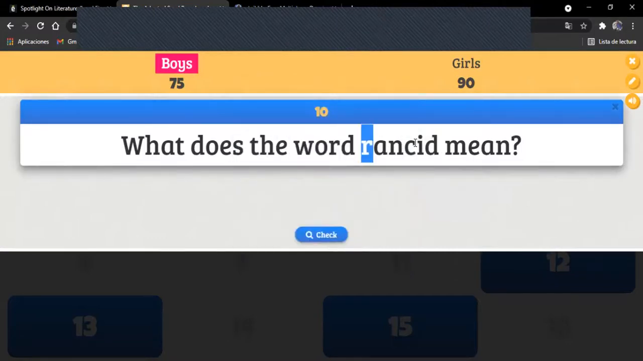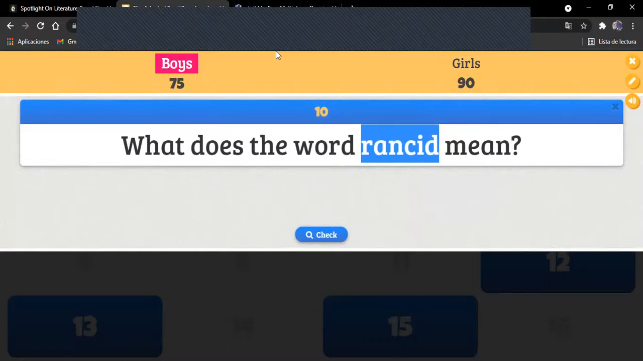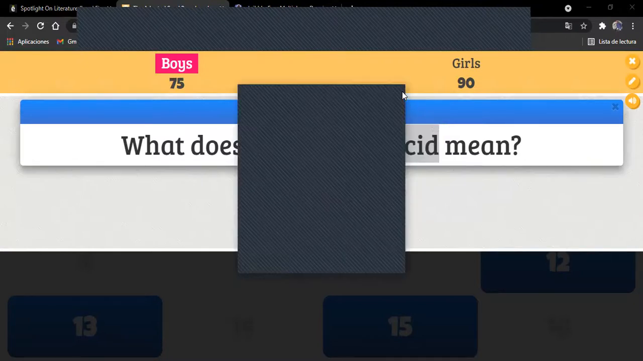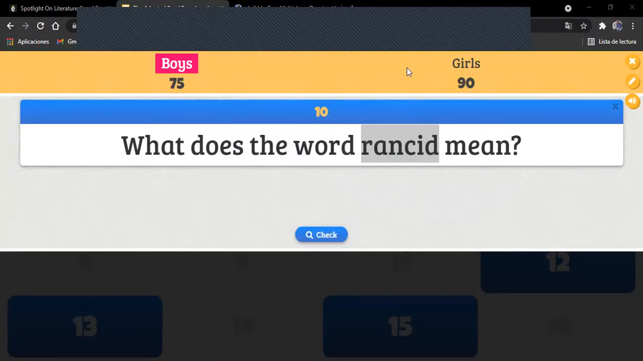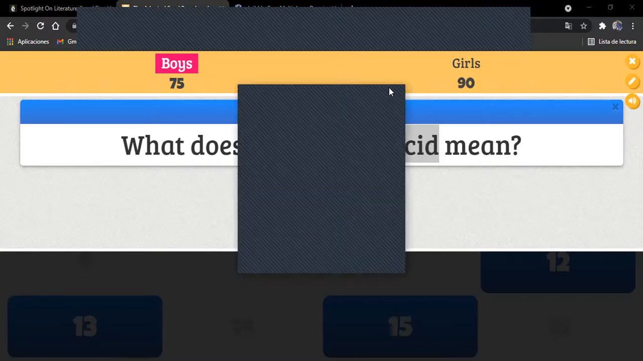Rancid, rancid. Guys, you just have to look in the glossary section. And you have 10 seconds to do so. 9, 8, 7, 6, 5, 4, 3, 2. All right.